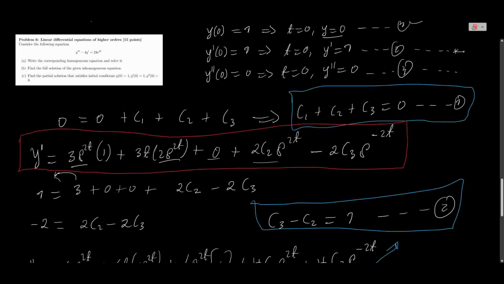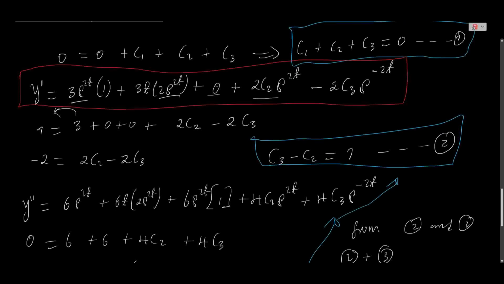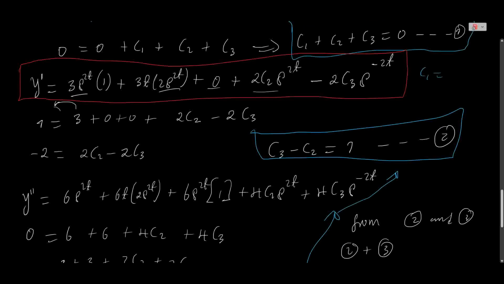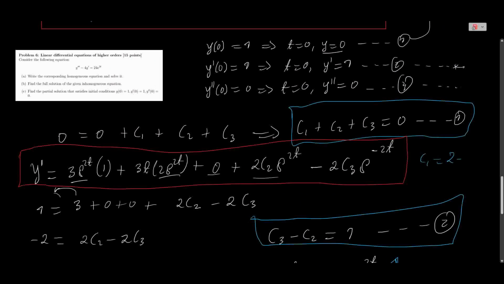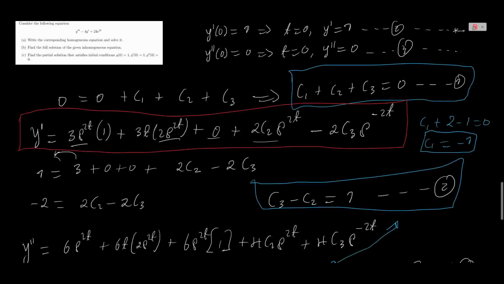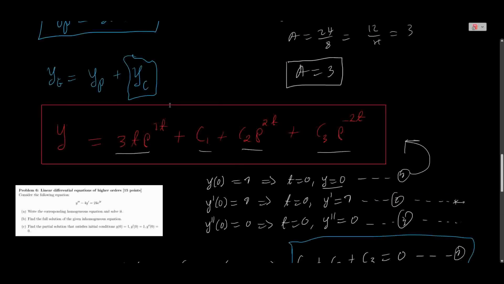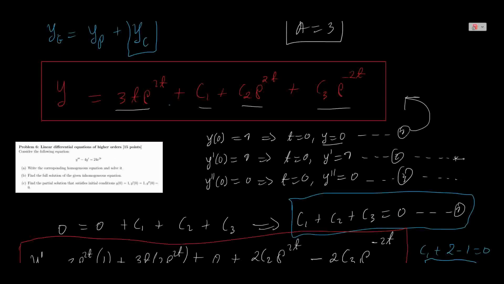So from here we can get our c1. Our c1 will be c2, which is 2, minus c1 equal to 0. So our c1 will simply be negative 1. So those are the different values. We just substitute them here, and that will be the final solution.